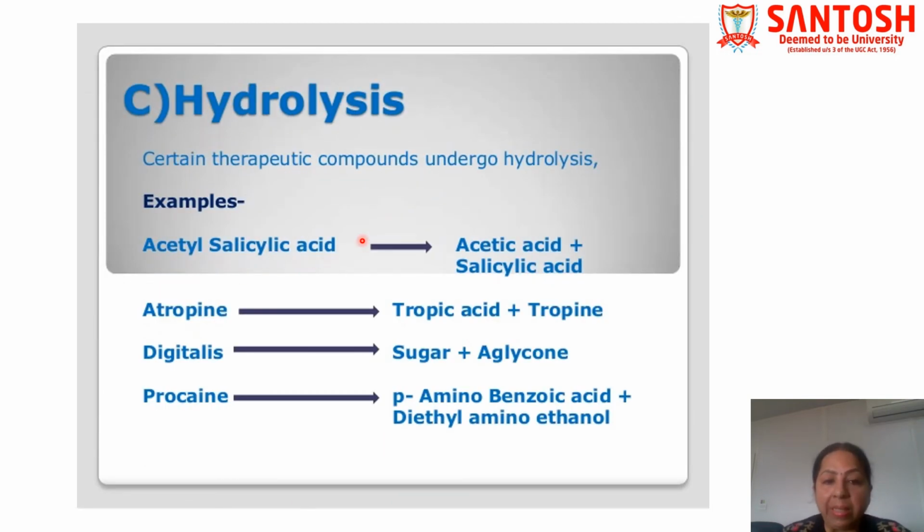We can take the example of acetyl salicylic acid or aspirin. After hydrolysis, it converts into acetic acid and salicylic acid. Similarly, atropine into tropic acid and tropine. This aspirin is a kind of analgesic, and the analgesic activity is not because of acetyl salicylic acid, it is because of salicylic acid, which is produced once this drug is metabolized under the influence of hydrolytic enzymes of cytochrome P450. Similar is the fate of procaine. Procaine converts to para-aminobenzoic acid and diethylaminoethanol. Similarly, diacetalates is converted into sugar and ethylene glycol.